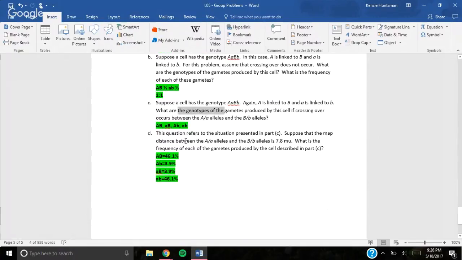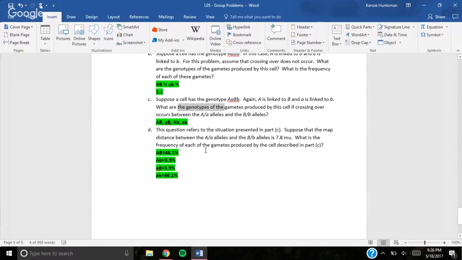And so what I did is I did the heterozygotes. I took the 7.8 divided by 2, and I gave those to the heterozygotes, which is 3.9% for each. And I knew that the homozygous individuals would be equal, kind of like the parental genes. So I took 100 minus 7.8, which gave me 92.2, and divided that by 2, and assigned half to each, the homozygous dominant and the homozygous recessive. And so that is how we got the answer for D.